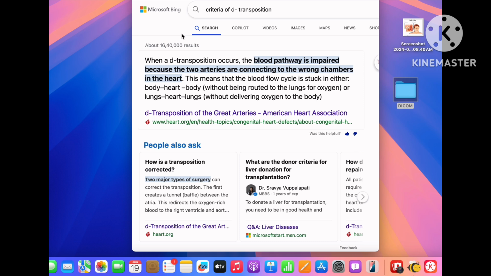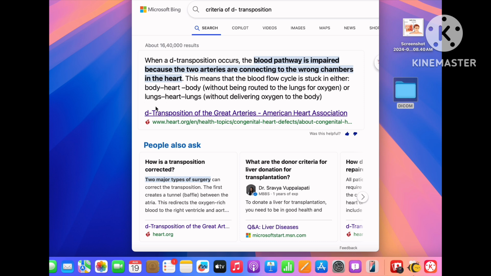This means the whole systemic venous return drains into the right atrium, then right ventricle, then aorta, then the whole body, then back to the right atrium through IVC and SVC and right ventricle. So this blood is not going into the lungs for oxygenation. So the right-sided chamber is receiving deoxygenated blood.